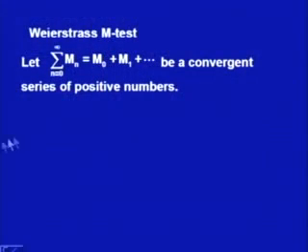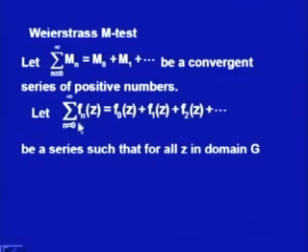Now, we will discuss the Weierstrass M test for uniform convergence. Let us consider a series of positive terms, the summation of M_n, n equal to 0 to infinity. So, we have M_0 plus M_1 plus M_2 and so on, a convergent series. Then consider this series of functions, the sum of f_n(z), n varies from 0 to infinity, that is f_0(z) plus f_1(z) plus f_2(z) and so on. So, this is another series.